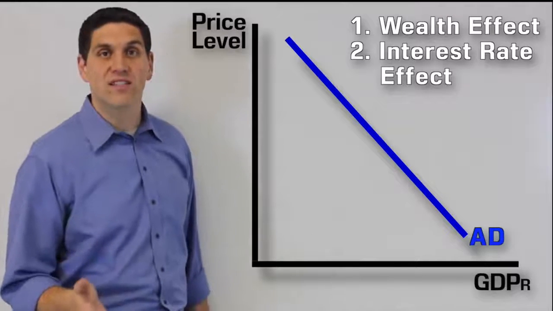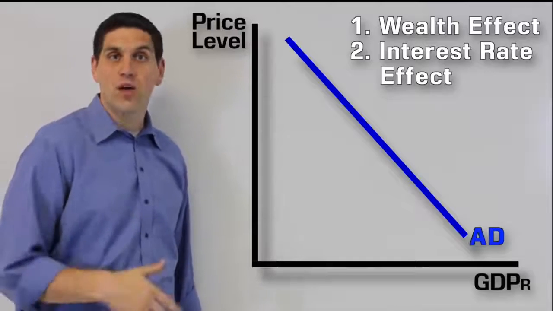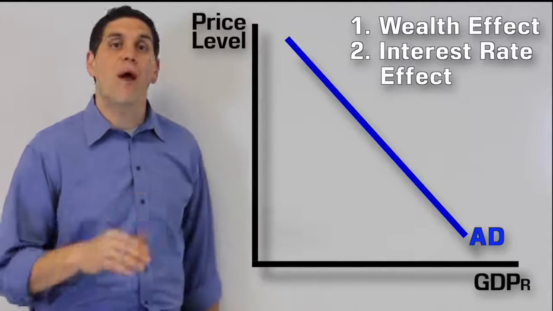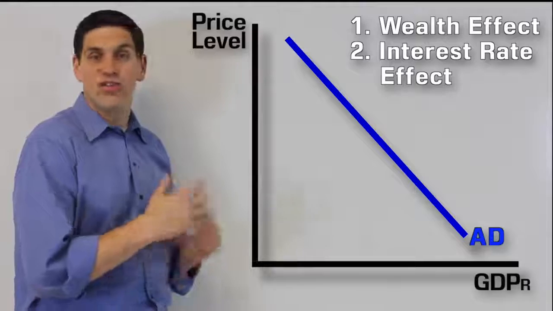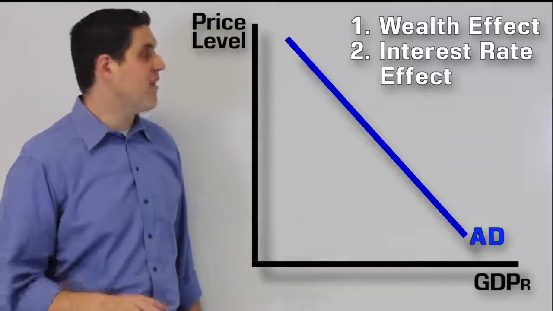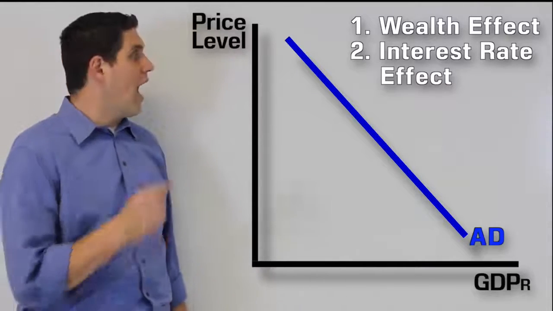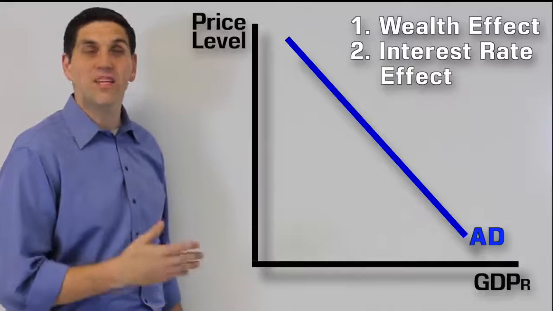The wealth effect says that when the price level goes up and there's inflation, the value of people's assets decreases, and so they buy less stuff. When price level goes down, their money goes further and they have more purchasing power, and so they'll go buy more stuff. The interest rate effect is the idea that if the price level goes up, there are going to be higher interest rates, and with higher interest rates, consumption and investment will decrease.